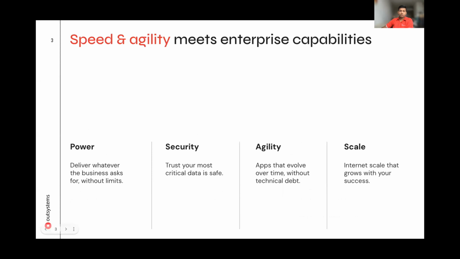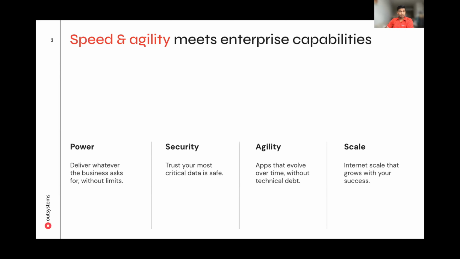Now, moving on, speed and agility. We all want speed and agility in our building. So what are the main differences between high performance low code platforms and, as I was mentioning, run of the mill low code platforms? The differences fall into 4 categories. First is power. It gives you the freedom to innovate and deliver whatever the business needs, no matter the complexity. Next is security. The platform should ensure that you can trust that your most important assets, data, are safe from development through to production.